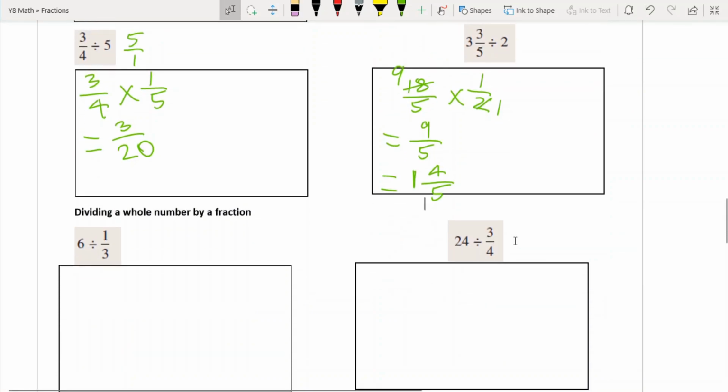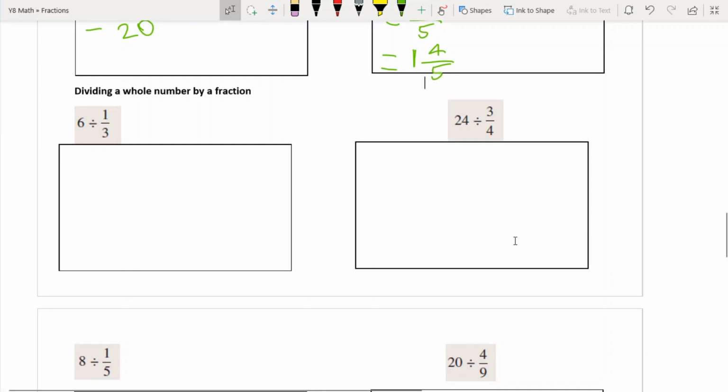Alright, now let's move on to dividing a whole number by a fraction. So this number stays the same, 6 over 1, and we get the reciprocal of that. That gives us 3 over 1. We cannot simplify anything because we can only cancel vertically or diagonally, never horizontally. So that gives us a value of 18 over 1, which equals 18.